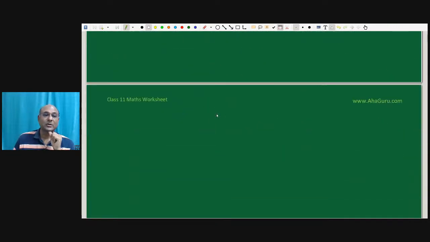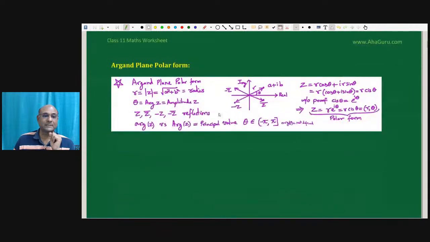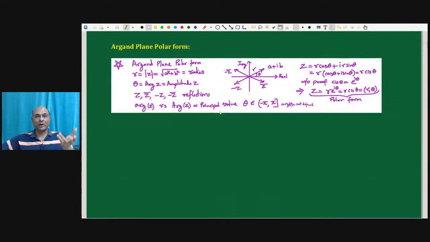Okay. So let us now move on to complex numbers. We have been doing a lot of complex numbers. So today I'm going to look at geometry of complex numbers using the polar form.